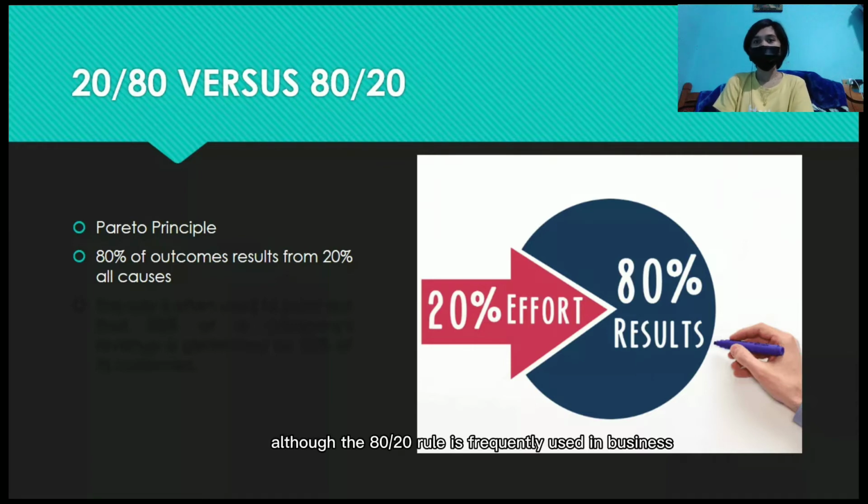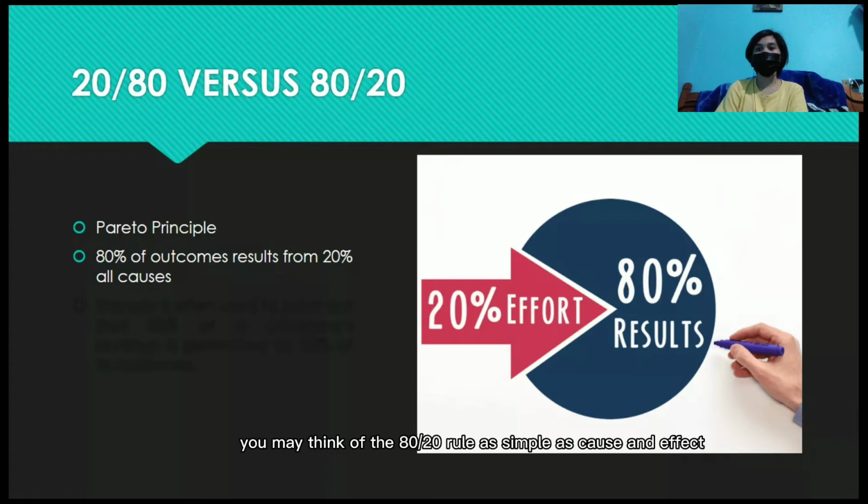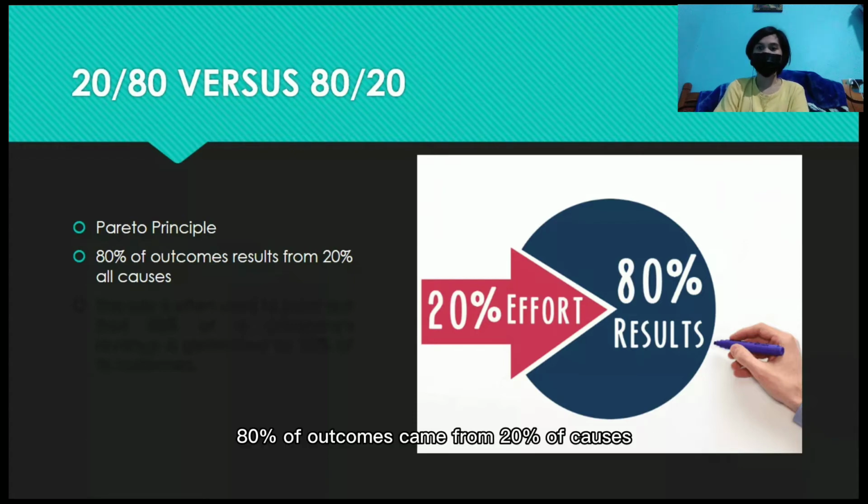Although the 80/20 rule is frequently used in business and economics, you can apply the concept to any field, such as wealth distribution, personal finance, spending habits, and even infidelity in personal relationships. You may think of 80/20 rule as simple cause and effect. 80% of outcomes came from 20% of causes.